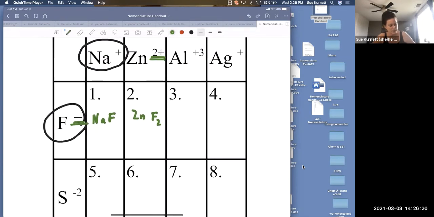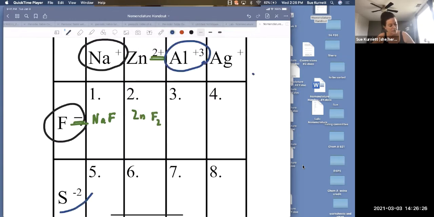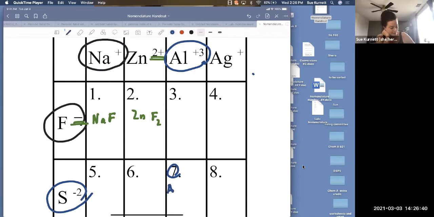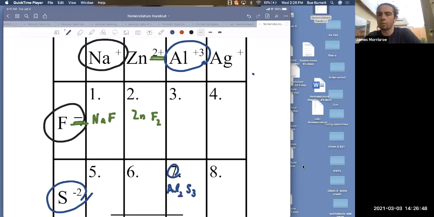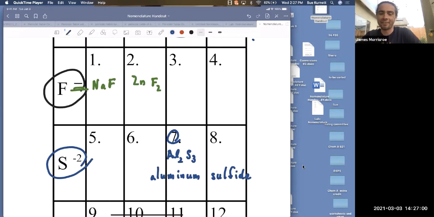Let's go ahead and do this one. Let's put aluminum ion together with sulfur, and it'll go in box number 7. Aluminum 2, sulfur 3. Perfect. And how would you name that? Aluminum sulfide. Perfect. Yeah, that's exactly right. Does it bother you that you're not saying anything about 2 and 3? No. A little bit? Not at all. Awesome.